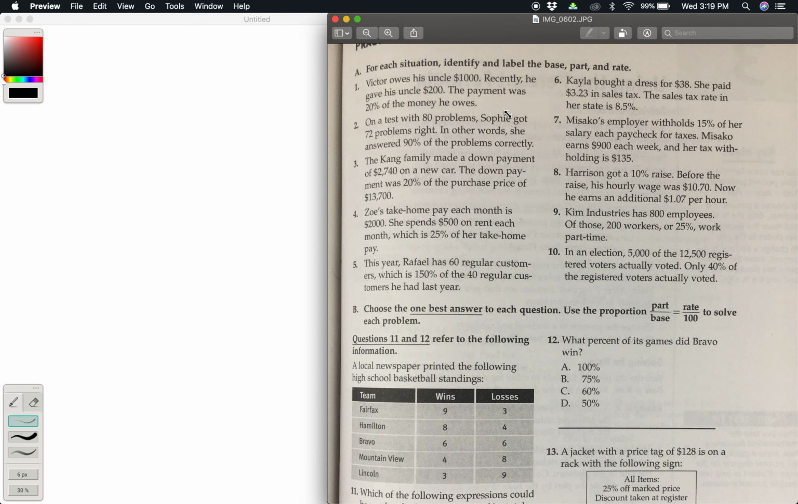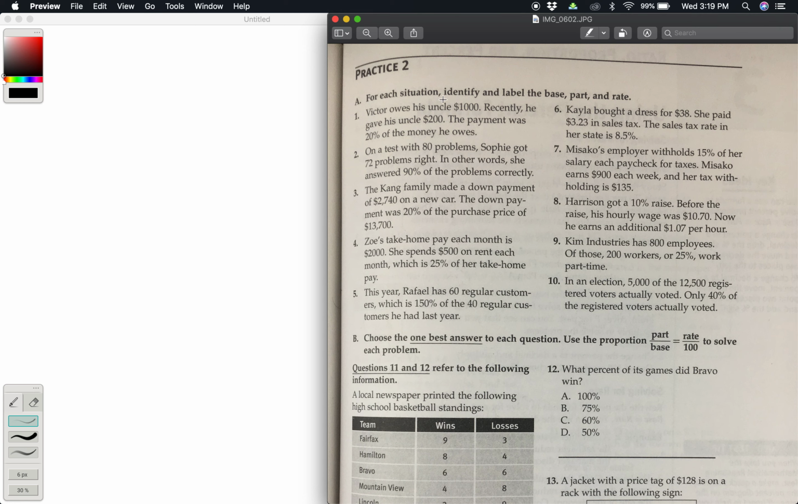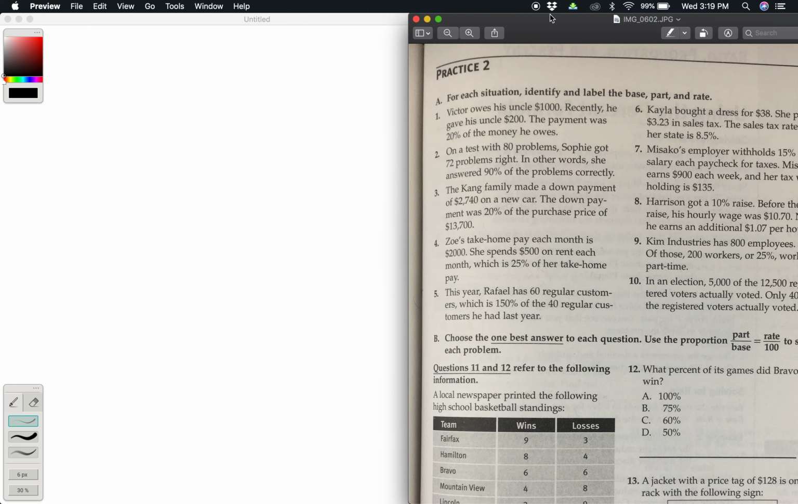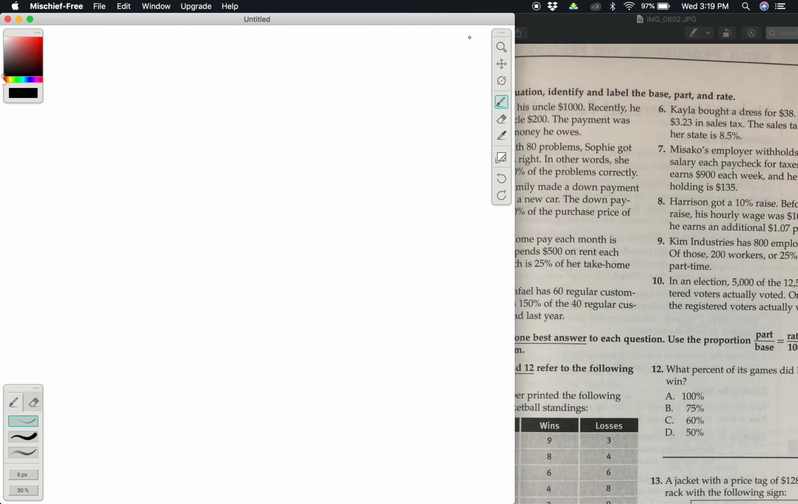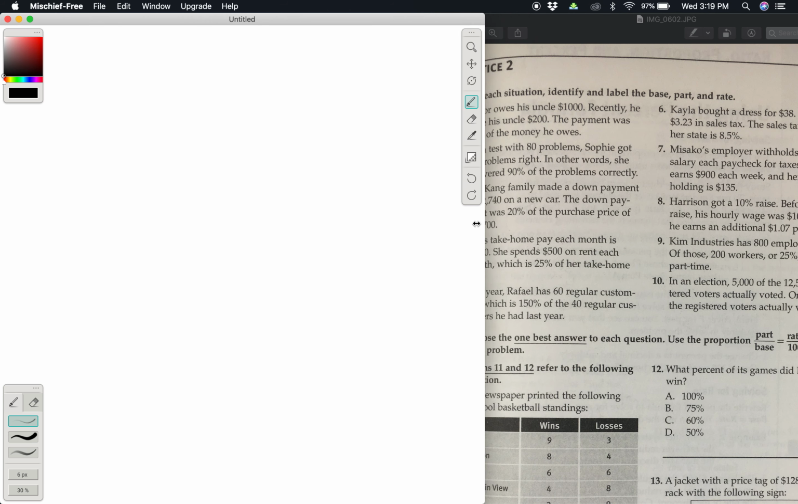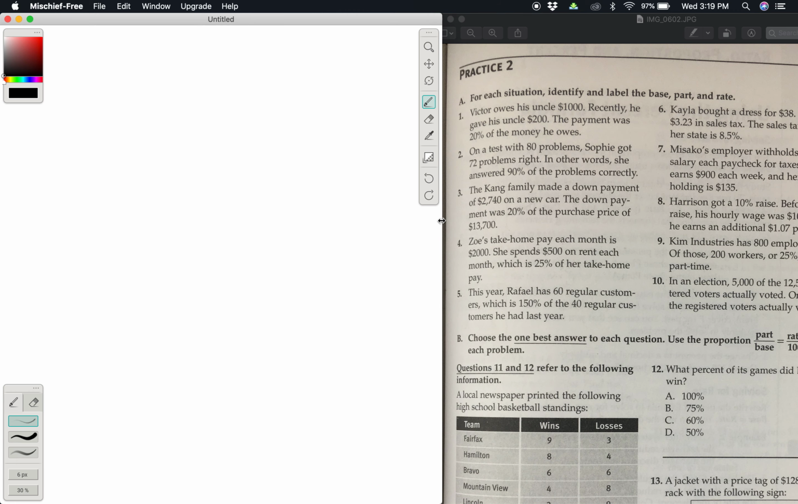So if you've already done the other part, we can start here. Number one, for each situation, identify and label the base, part, and the rate. The base, the part, and the rate, in case it sounded like only two things that I said there. This is actually pretty simple, but it's just a way to think of it in your head and actually learn to separate what the actual parts are and put them in the right places.